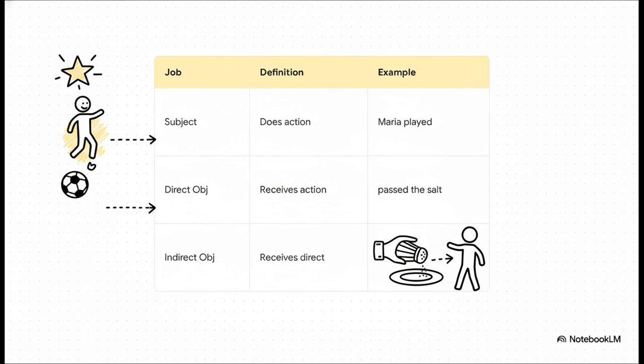The subject is the star. It does the action. Maria played. But nouns can also be direct objects, receiving the action. Cleo passed the salt. The salt is what got passed. And then we have the indirect object, the recipient of the direct object. Cleo passed Otto the salt. Otto is the noun receiving the salt. Subject, direct object, indirect object, all built with nouns.